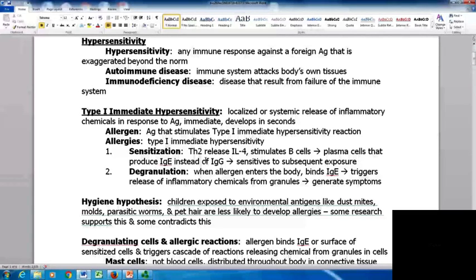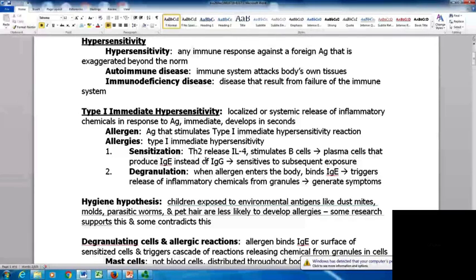The response is immediate and it develops in seconds. So allergens are antigens that will stimulate the type 1 immediate hypersensitivity reaction. And in general, when we use the term allergies, we're referring to the type 1 immediate hypersensitivity. During sensitization, you're going to have the Th2 release IL-4. This stimulates the B cells to produce plasma cells that will produce IgE instead of IgG. And this will lead to sensitivities when you have subsequent exposure.